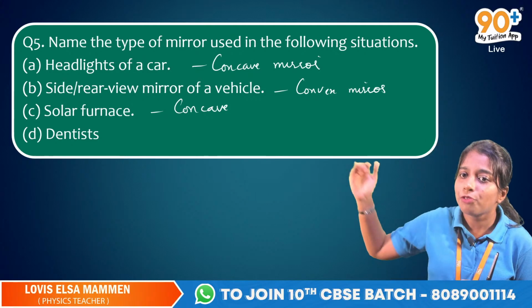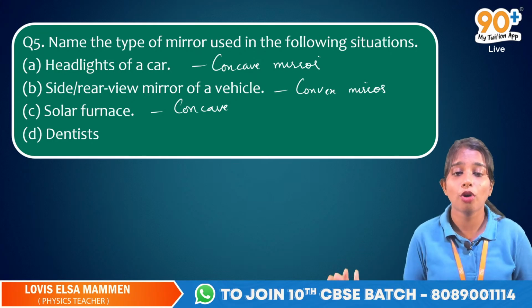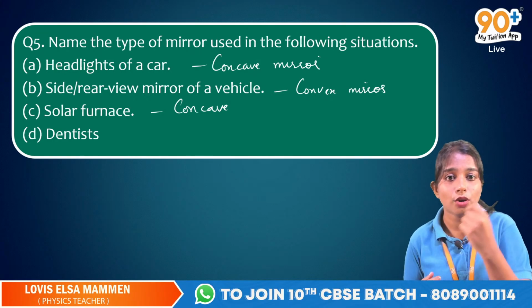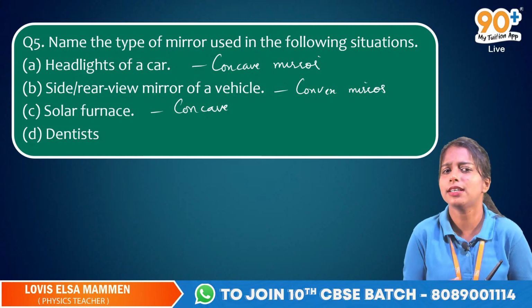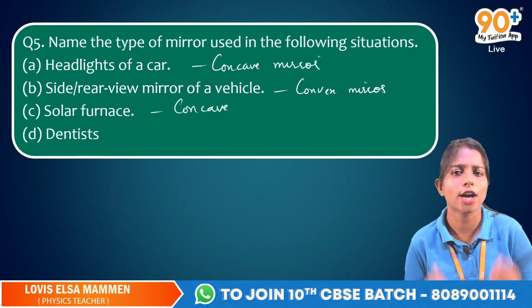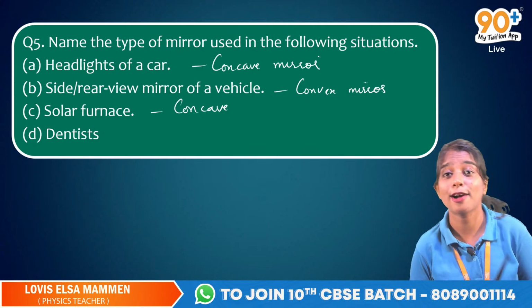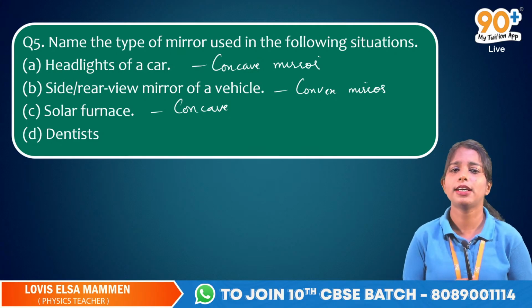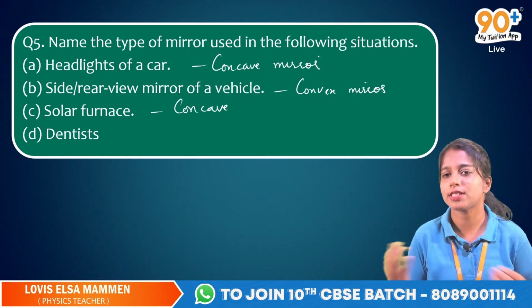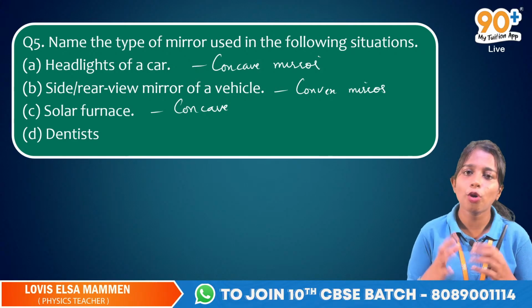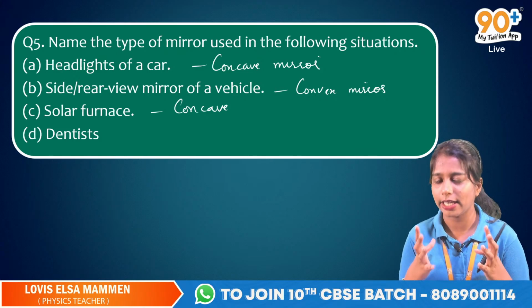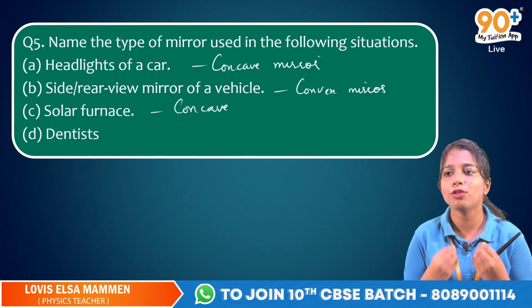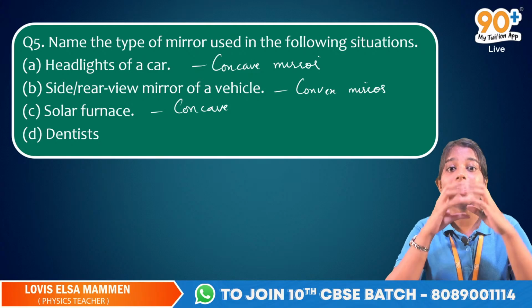Now the fourth case, dentist. When you go and visit a dentist, they also use a mirror. You can see that. So the question is, which type of mirror is it? Whether they are using a concave mirror or a convex mirror, that is the question. When you visit a dentist, obviously they will examine your tooth and all, right? So what is the use of that mirror? They want to see an enlarged image.